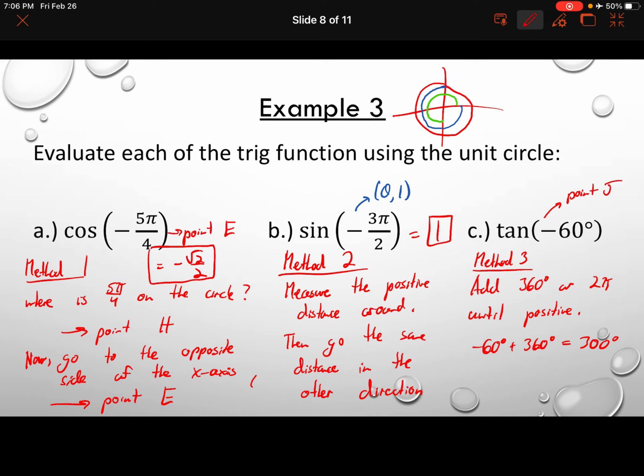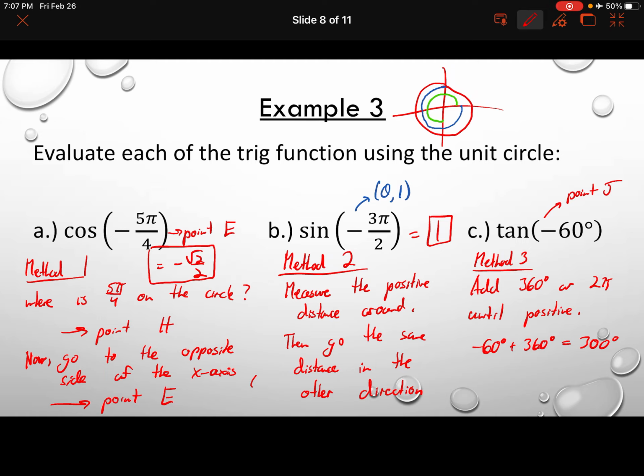Okay, and the reason why method 3 works is just think about it. If you add 360 degrees, all you're doing is ending up in the exact same spot since you're going a full circle around. And the same thing goes with 2 pi. So that's why this method of adding 360 degrees works, because you end up in the exact same place you started, except now you have a positive measure.